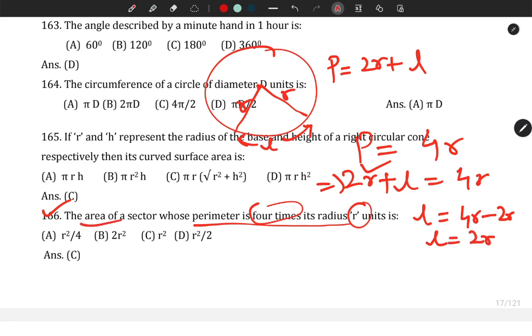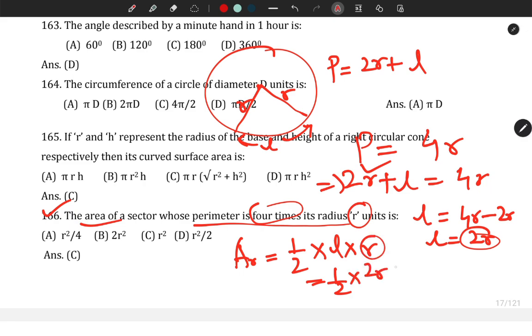Now we have to find the area of the sector. Area of a sector has two formulas. Area will be half into the length of arc, half l into r. So the length of arc we got is twice r. So we can put 2r here and into this r. So 2 will cancel, and r into r is r square. So the correct option is C, r square.